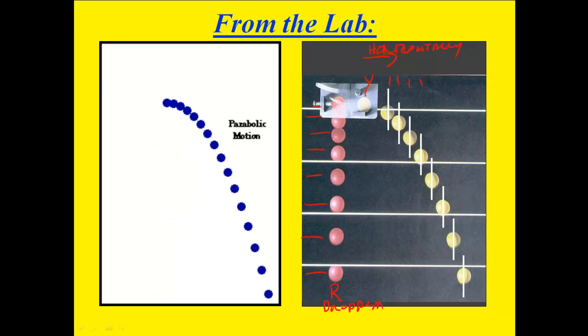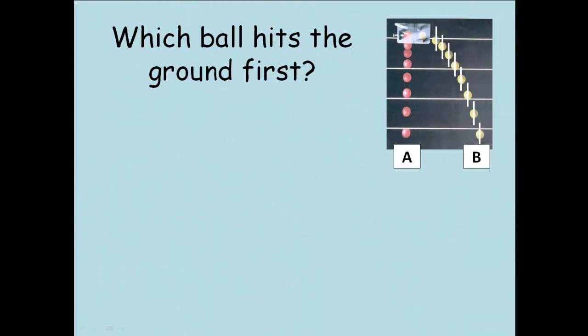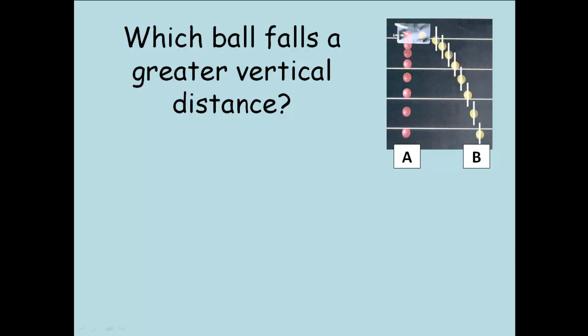Think about what's going on with this next series of questions. Which ball hits the ground first? Well, take a look. Neither. They're both falling vertically. Doesn't matter what it does horizontally. Remember, they are independent of each other, the horizontal and vertical motion. If they're both moving vertically, then they're both falling at the same rate. Which ball has the greatest vertical distance? Well, they started at the same height, and therefore they end at the same place. They both fall the same distance.